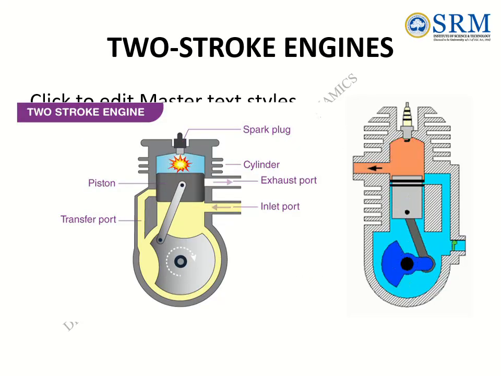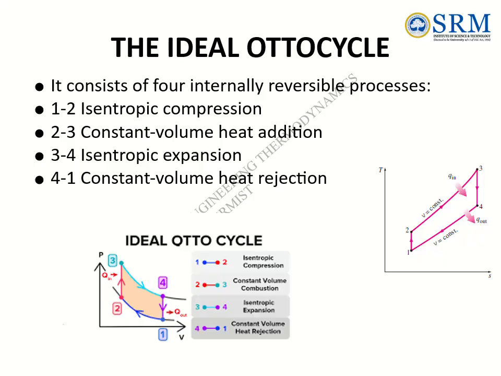2-stroke engines. It consists of 4 internally reversible processes. 1 to 2, isentropic compression. 2 to 3, constant volume heat addition. 3 to 4, isentropic expansion. 4 to 1, constant volume heat rejection.